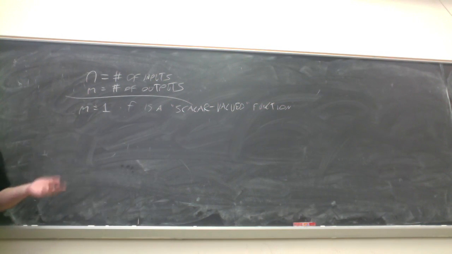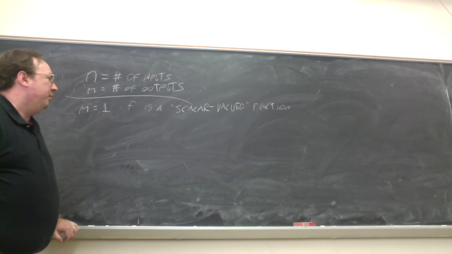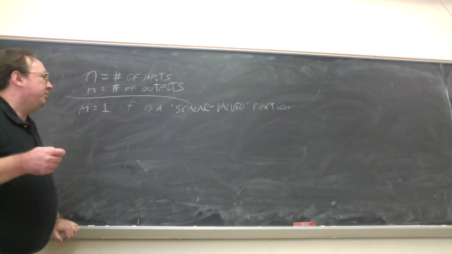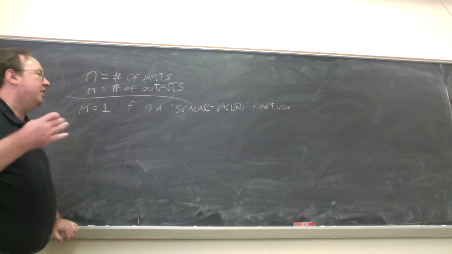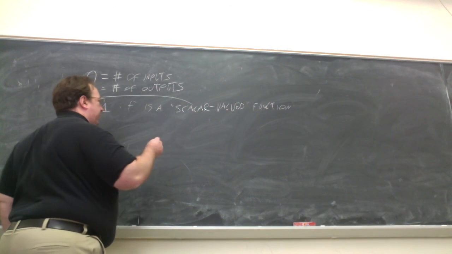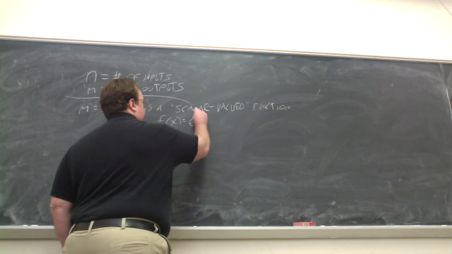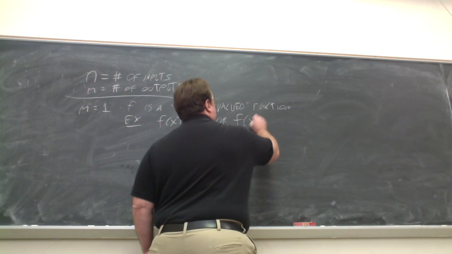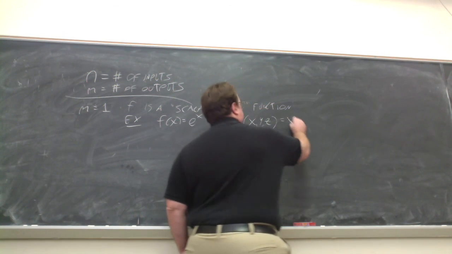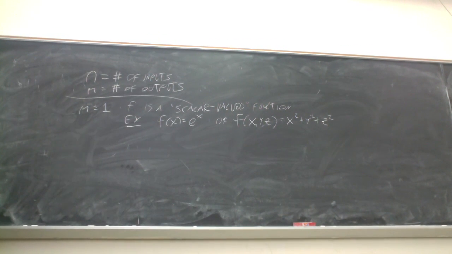The word scalar is often synonymous with just a number because it's a quantity that can be used to scale a vector. So this term is used to refer to functions whose output is just a number, no matter how many inputs it might take in. So as an example, any of the functions you dealt with in previous courses fall into that category. So f of x is equal to e to the x, or a function that takes in more than one input, so 3 in this case, but the output is just going to be a number. Okay, so that's a scalar valued function.